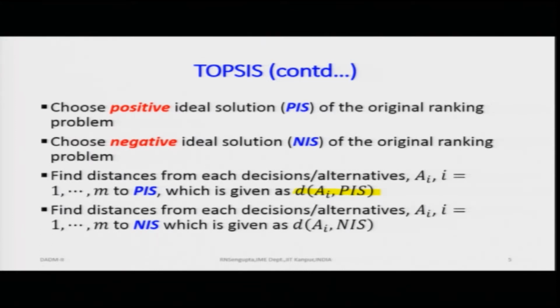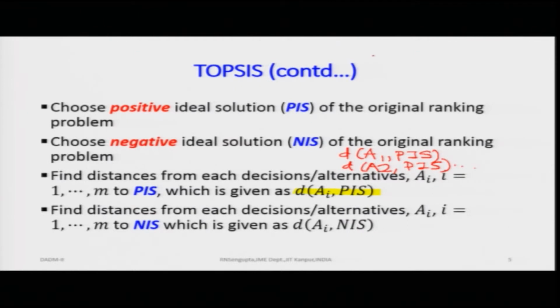So, obviously, you will have the values d of A1 from PIS. Similarly, you will have d of A2 PIS, and we will continue finding out till the mth one. Similarly, as we have all the alternatives again from A1 to Am, we will find out the distance function from the negative ideal set also. That means, the distances from A1 to NIS, A2 to NIS would be calculated. Now, there are two questions.